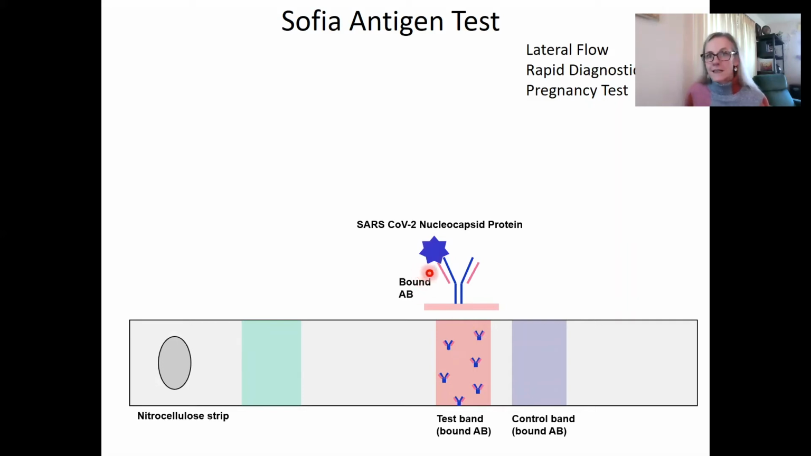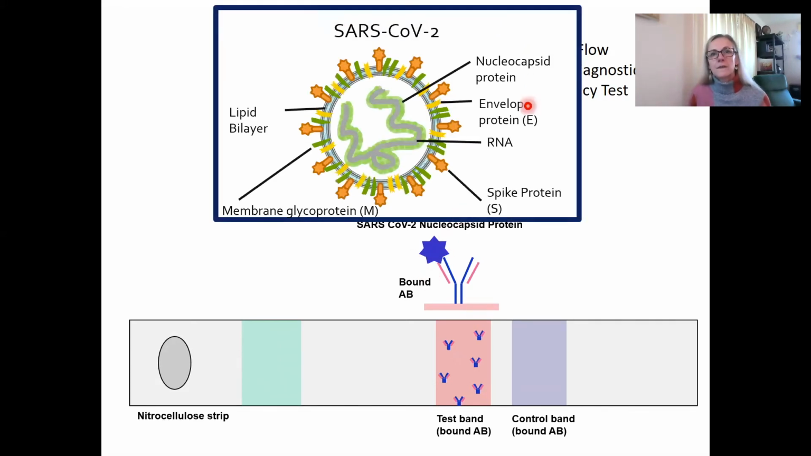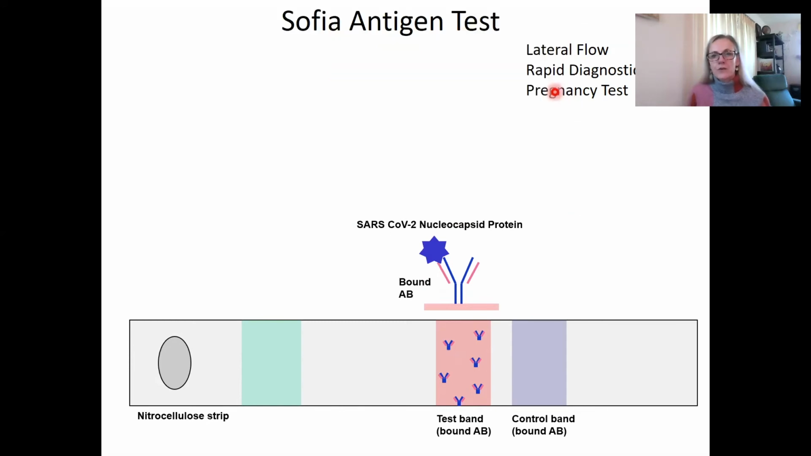For a pregnancy test, the antibody is specific for something else. In this particular case, it's the nucleocapsid protein that surrounds the RNA particle in SARS-CoV-2. But you could do it against a spike protein. Mostly they do the nucleocapsid because it's expressed at a really high level. In the control band, you have antibodies to a control antigen, something that you actually know.